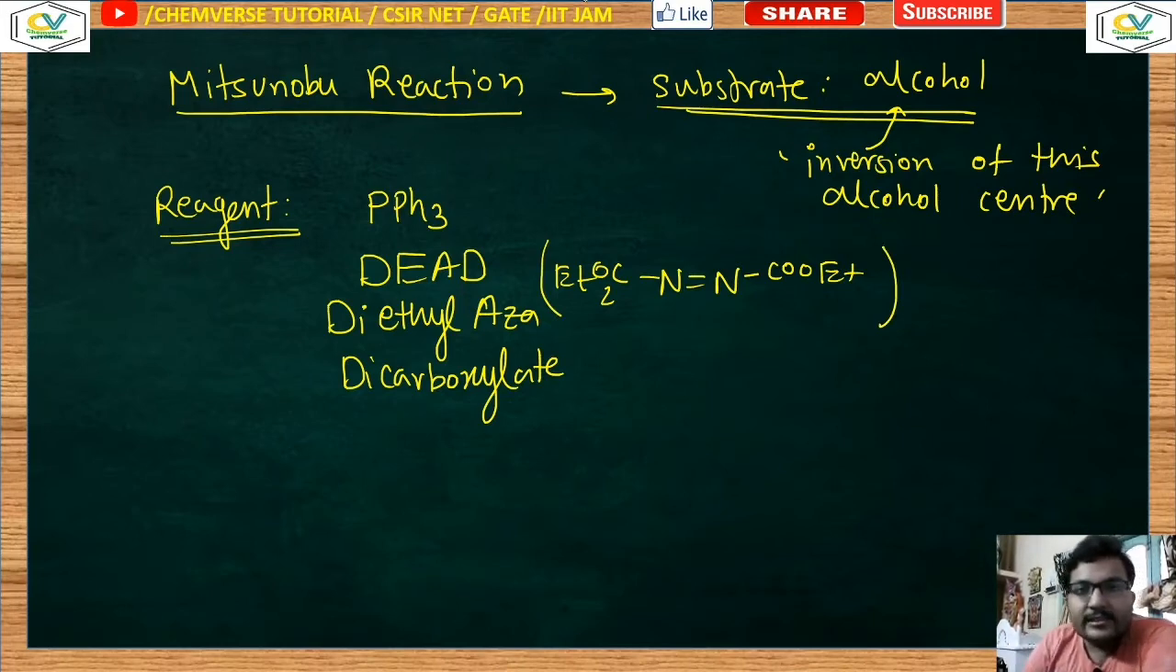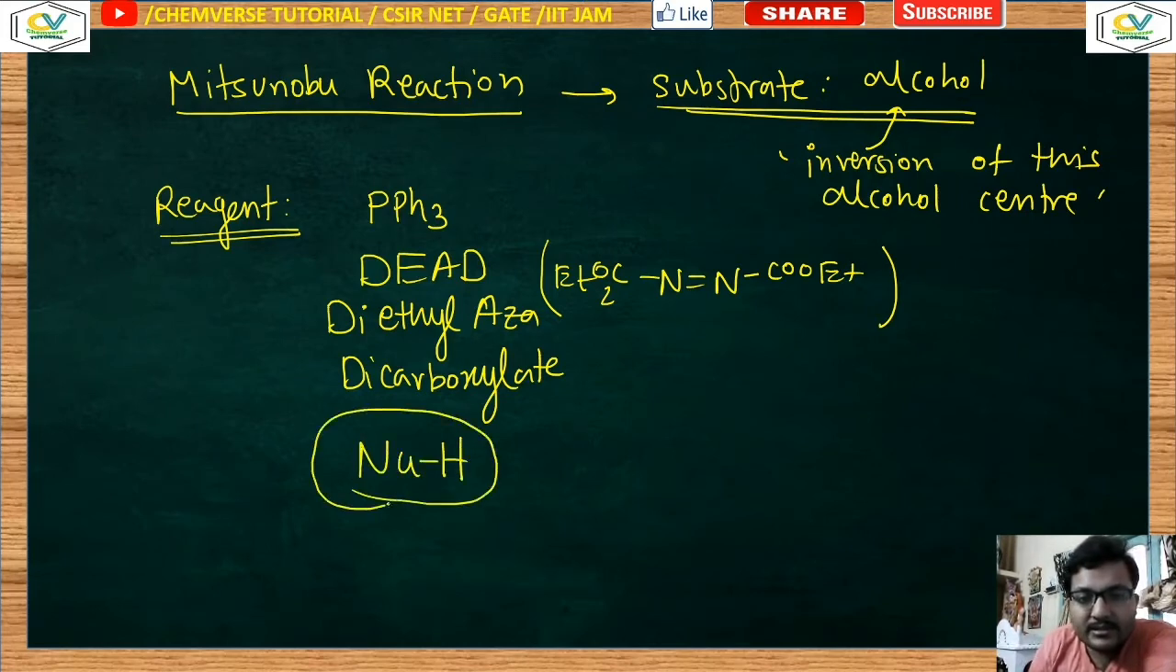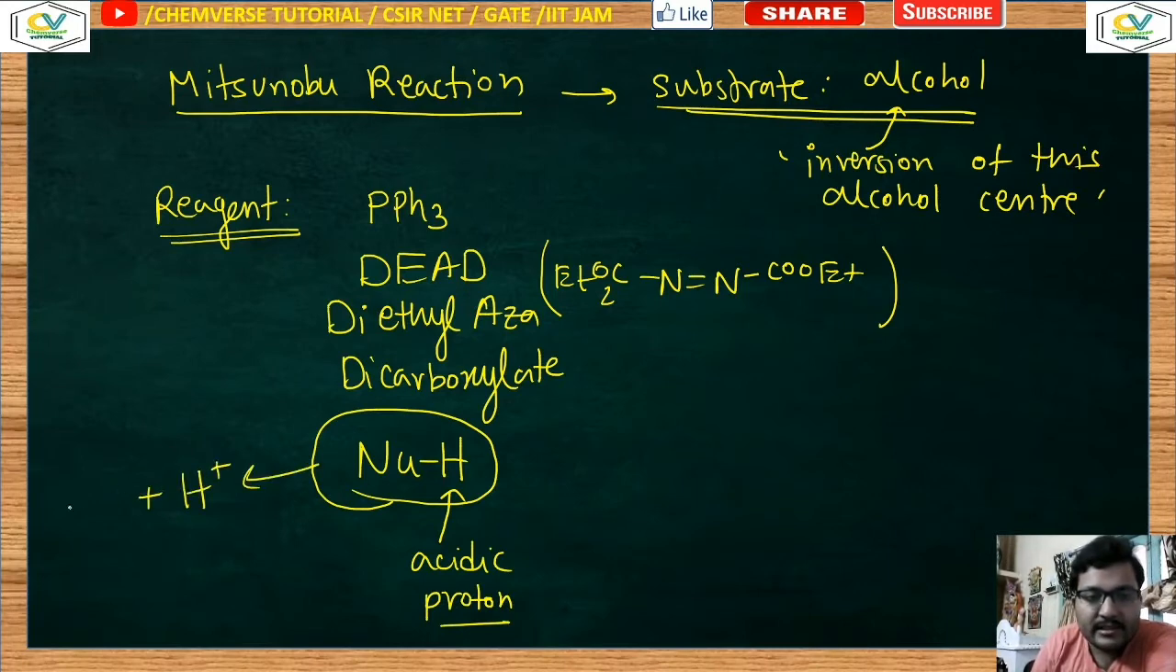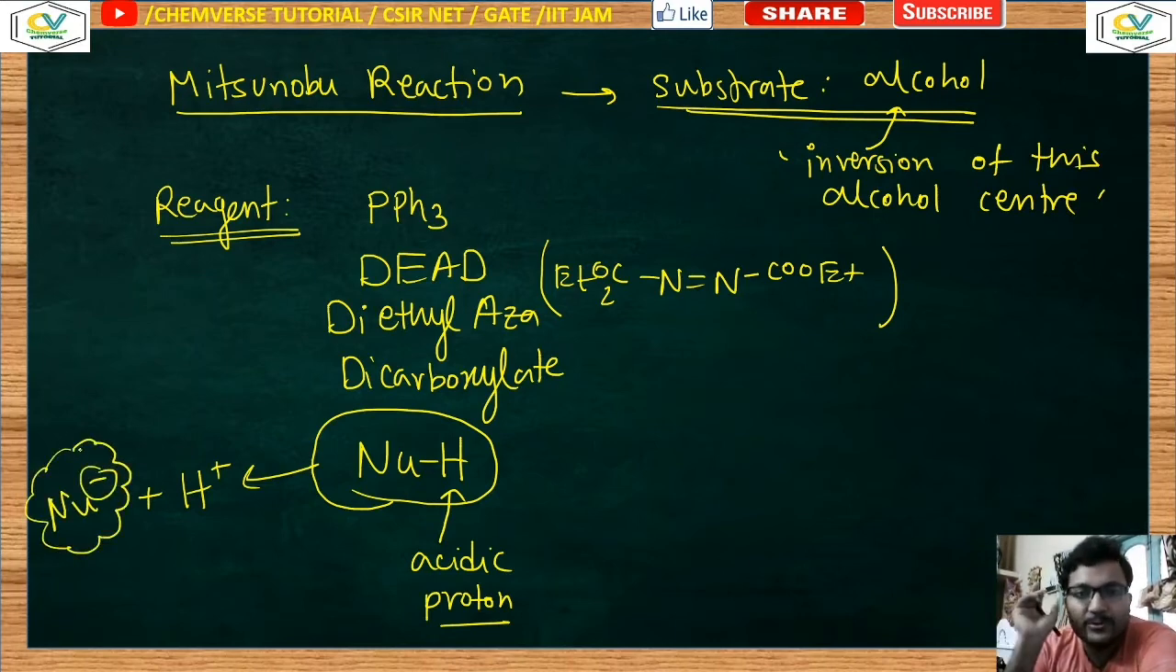Now there is another thing required, that is a nucleophile, Nu-H. That means this species has an acidic proton. If the proton is abstracted, it will form Nu minus. So after the abstraction of the proton, it will be a good source of nucleophile. The combination of these three is the reagent of the Mitsunobu reaction.